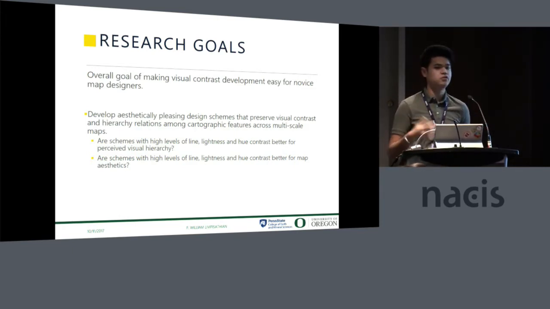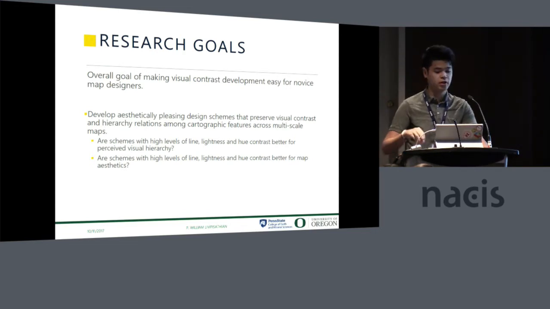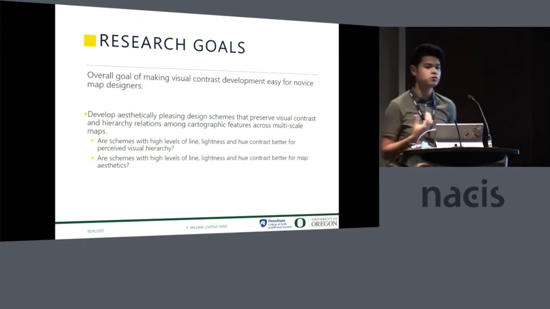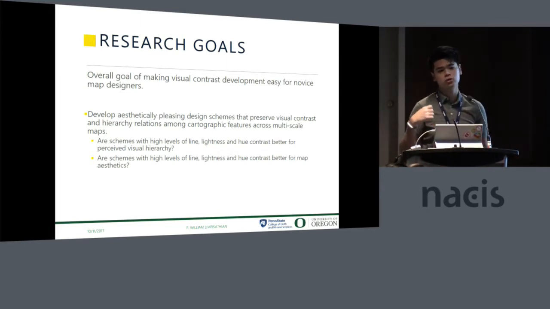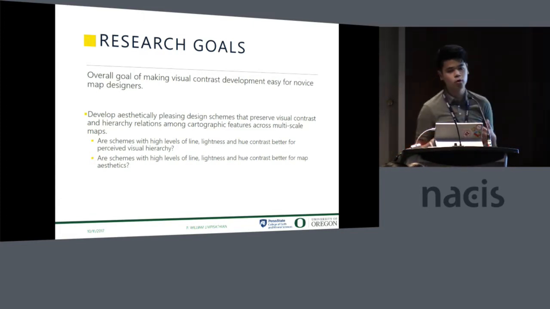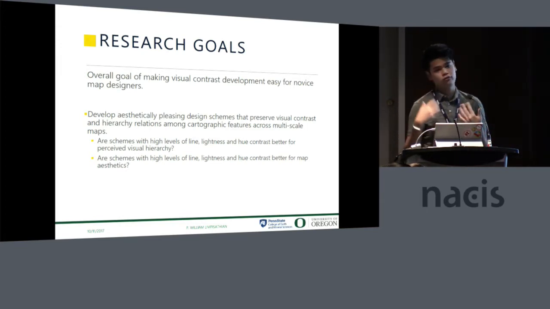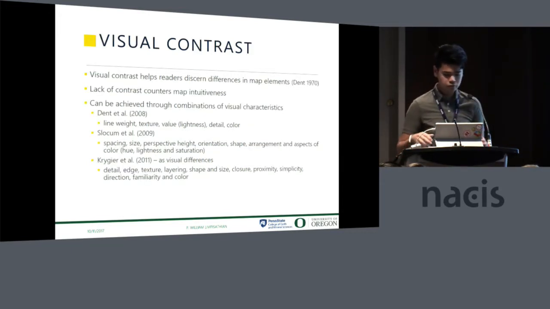The overall goal, again, is to make these resources available to help novice cartographers and us professionals or those in academia alike. So I wanted to develop these aesthetically pleasing design schemes that do preserve visual contrast and hierarchy relations. And with some help, I was able to form these research questions. The research questions are formed in a way where I would be able to address them at the end, so it's a yes-no approach. They basically were whether higher levels of visual contrast of line, lightness, and hue were better for perceived hierarchies in a map, and also for aesthetic preference.